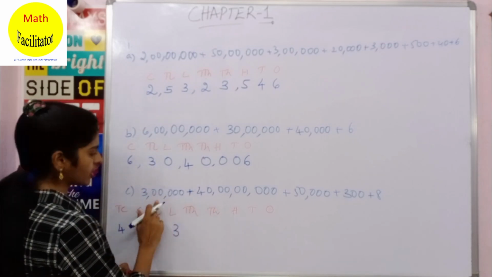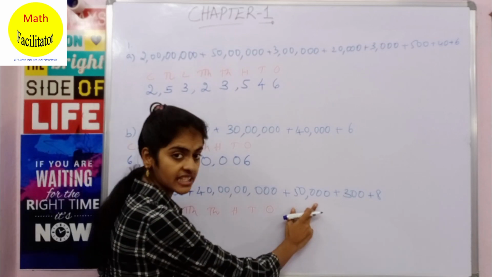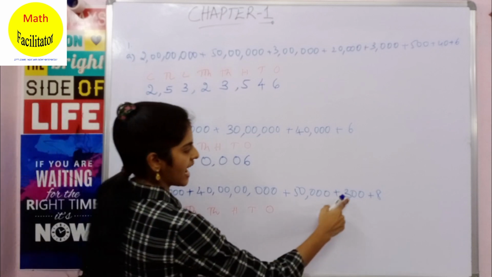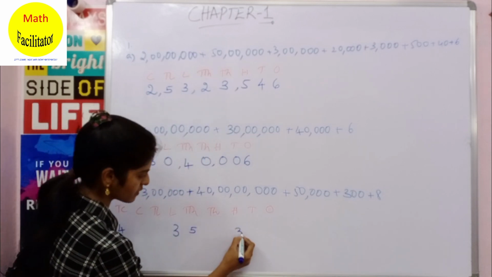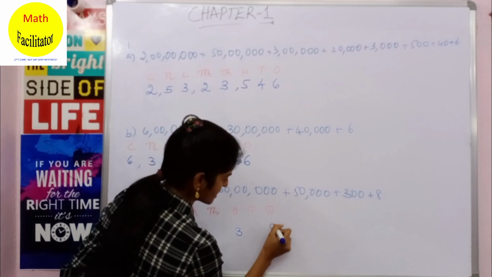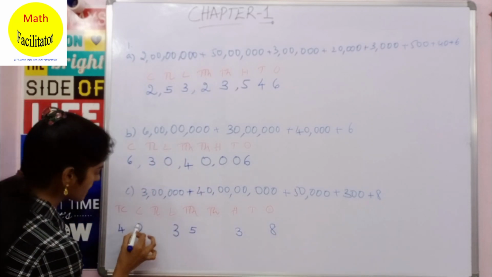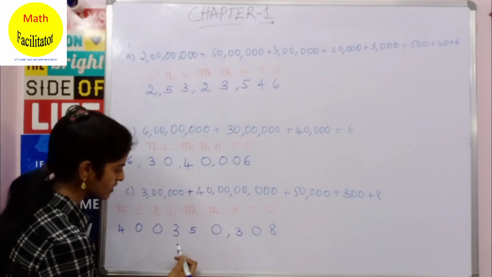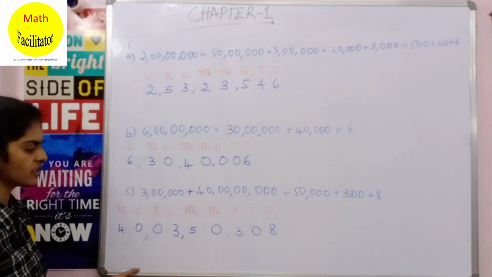Now these two are finished. Now you have 50,000. 50,000 is in 10,000s, so you will write 5. And you have 300, so in hundreds place you will write 3, and last in ones place you will write 8. Now all other places you will fill with zeros. Clear? Before thousands, before lakhs, before crores you will write commas.